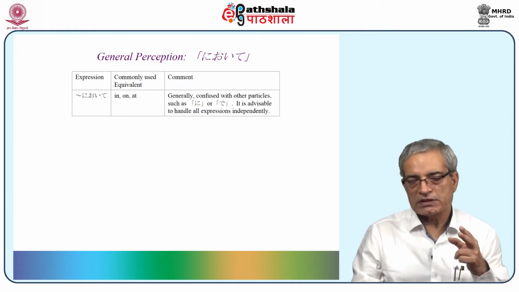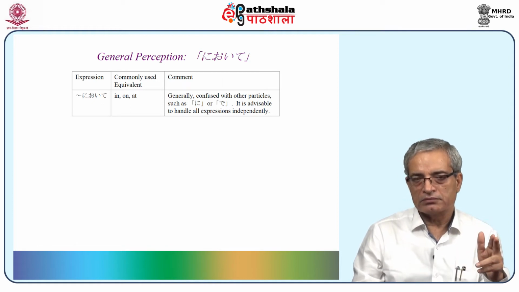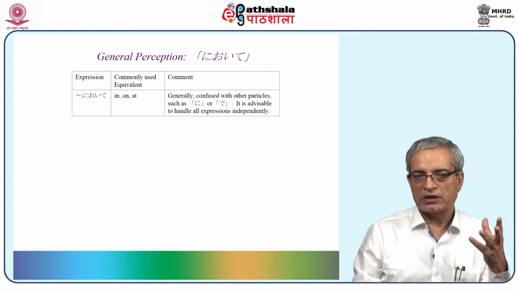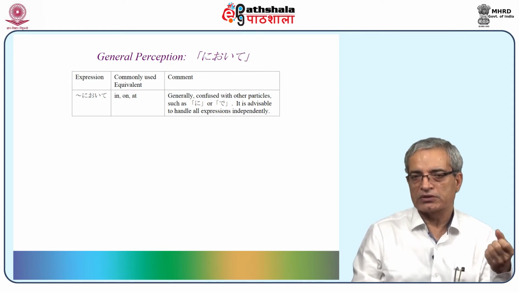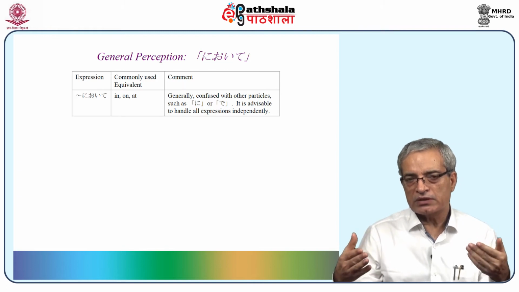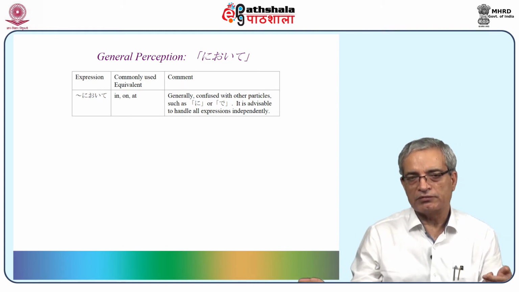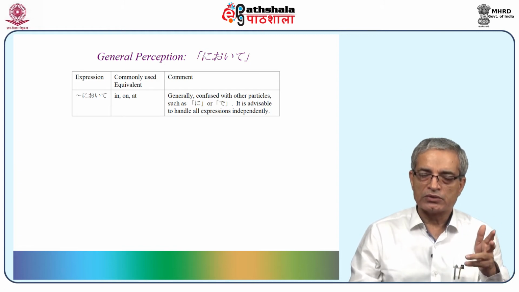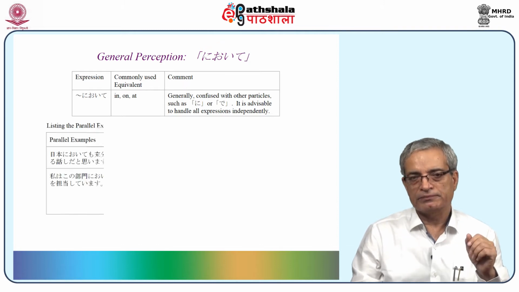This is what was explained when we were doing recapitulation in the previous slide: most of the time nioite is confused with ni probably, or sometimes with de. I would say, tell me what is the need of nioite if ni and de are already there. So obviously nioite serves some different purpose. So you must understand nioite as nioite only, independently.